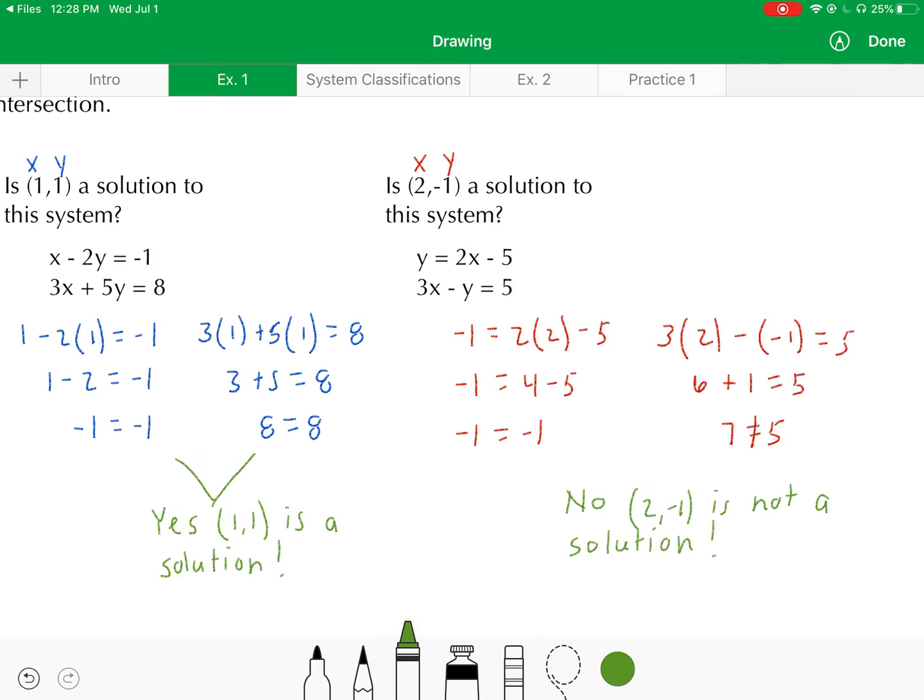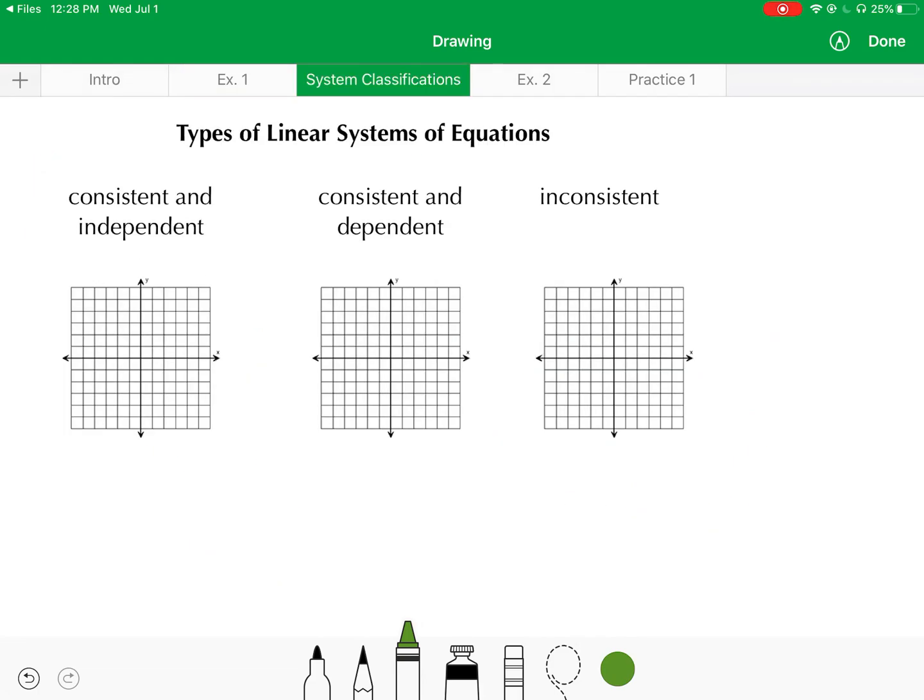Now let's talk about the different types of linear systems that you can end up with. There are 3 types of linear systems. The first is probably the most common, and it's considered a consistent and independent system. This would be a linear system where the two lines only have one common point of intersection, therefore one solution to the system.